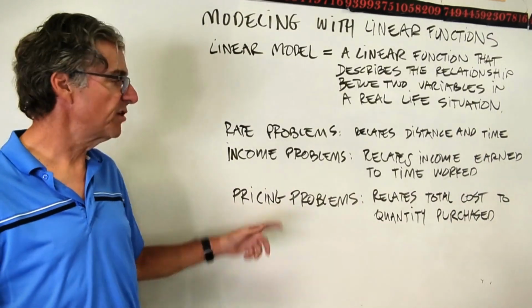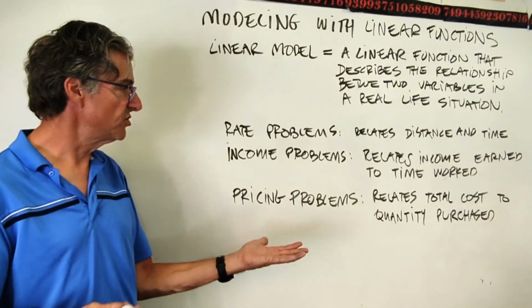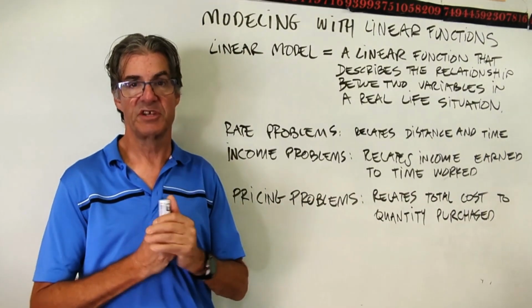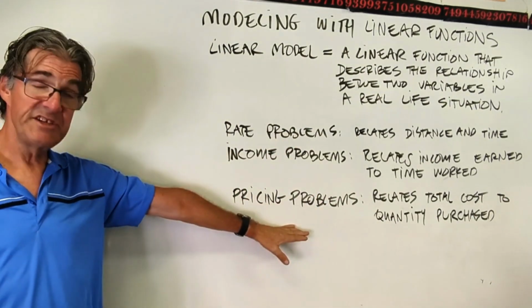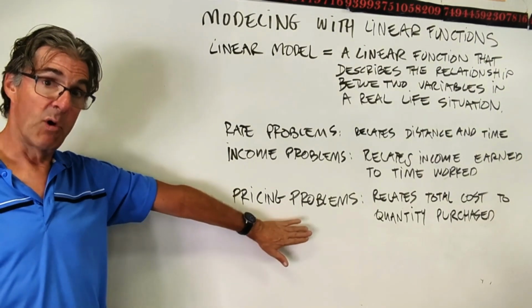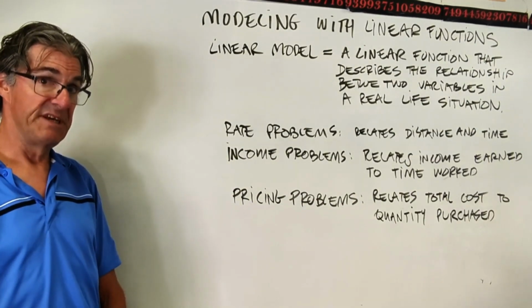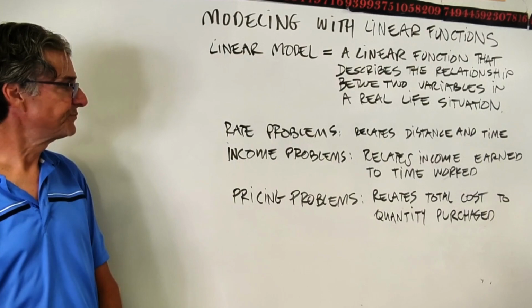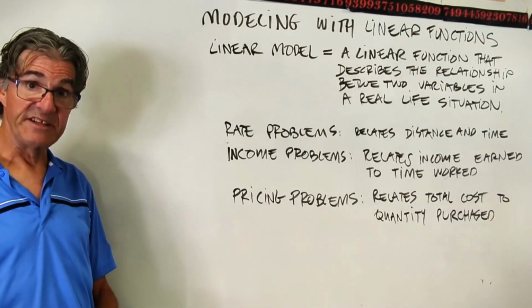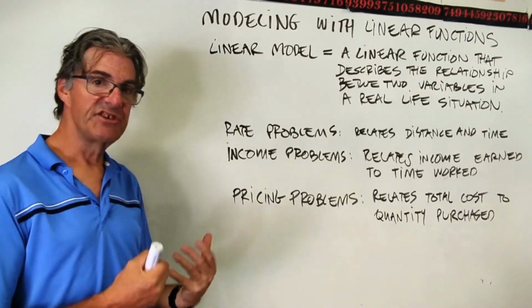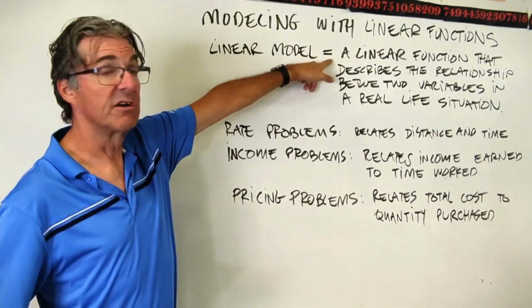Finally, we can take a look at pricing problems. This is going to relate the total cost to the quantity purchased. You buy more, you pay more. Now, there's an assumption in these three examples that's an important one. What might that be? Think about that for a minute. It assumes constant rates. So you need a constant rate for it to be a linear function.